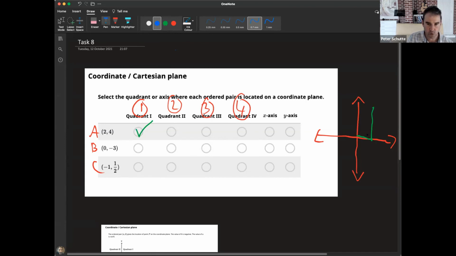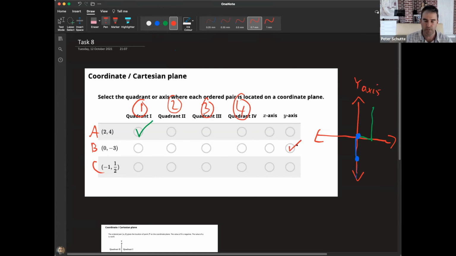So B would be 0 on the x-axis. So 0 on the x-axis and -3. So actually, this second one isn't leaving the axes. It doesn't go anywhere because 0 means 0 on the x-axis and go down by -3. And so what is this vertical line called? It's called the y-axis. And so in fact, the point 0, -3 is almost like on the fence.